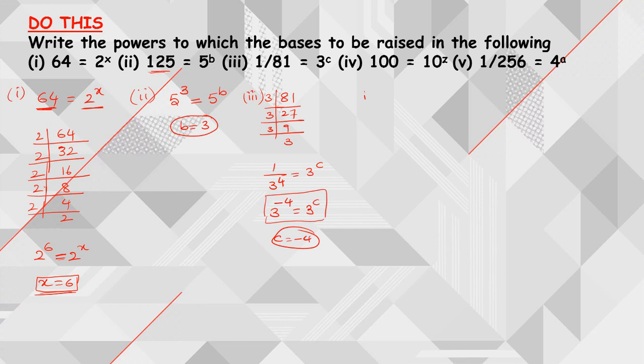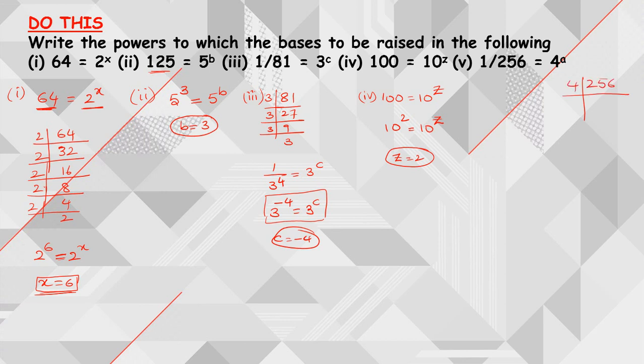The same way, the fourth one: 100 is equal to 10 power z. Already we know 100 is nothing but 10 square. So 10 square is equal to 10 power z, right? From this z is equal to 2. Next, 1 by 256 is equal to 4 power a. What about 256? Since I need powers of 4, we need to divide with 4.